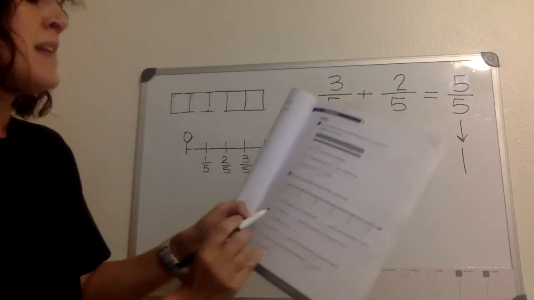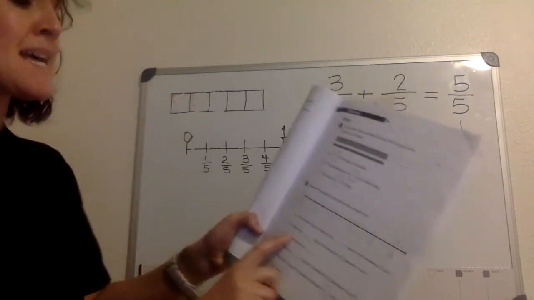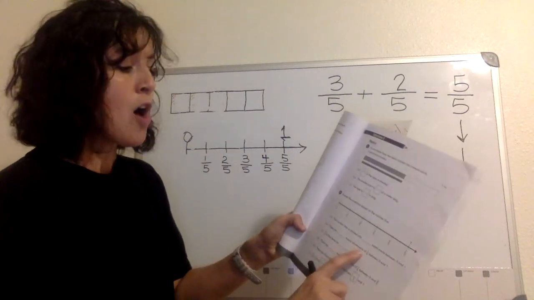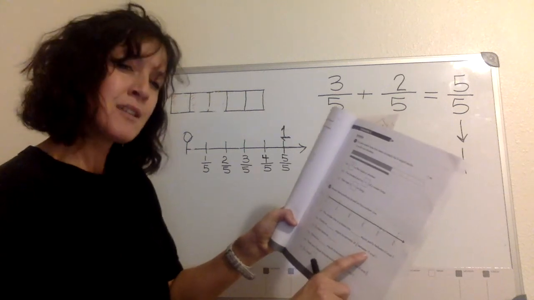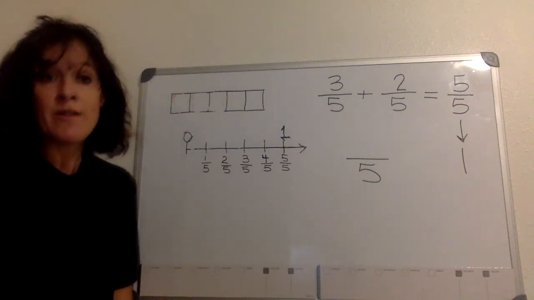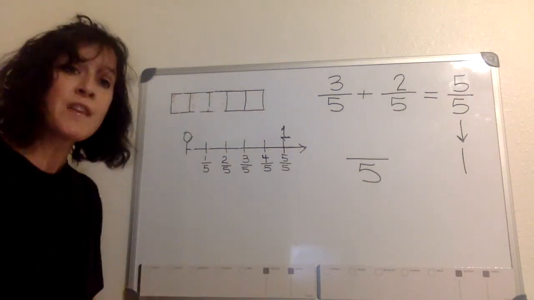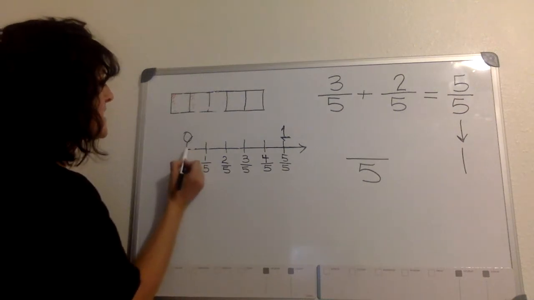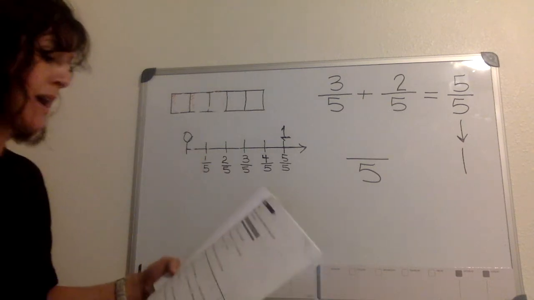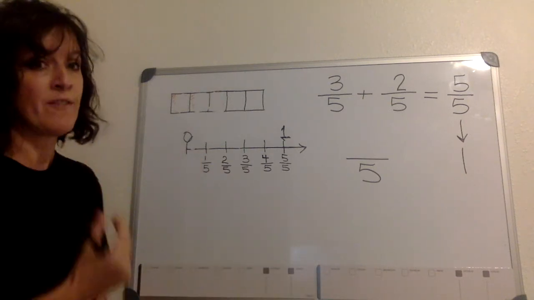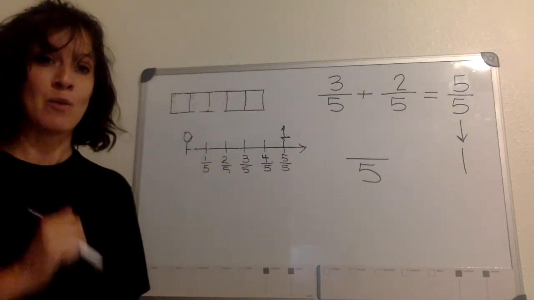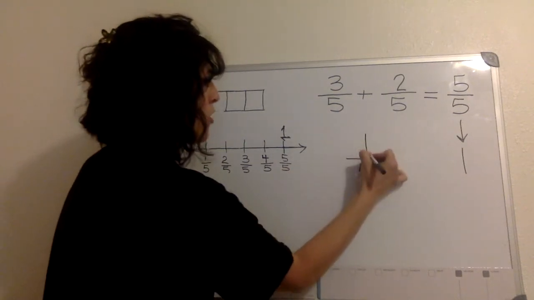Okay. Now let's go to B. B says there are blank equal increments of 1/5 between 0 and 1. Let's figure out first what 1/5 is. Well, basically 1/5 is just the distance from here to here. It's just 1 of my equal parts. That would be 1/5. 2/5 would be 2 of my equal parts. Right now, we're just worried about 1/5.